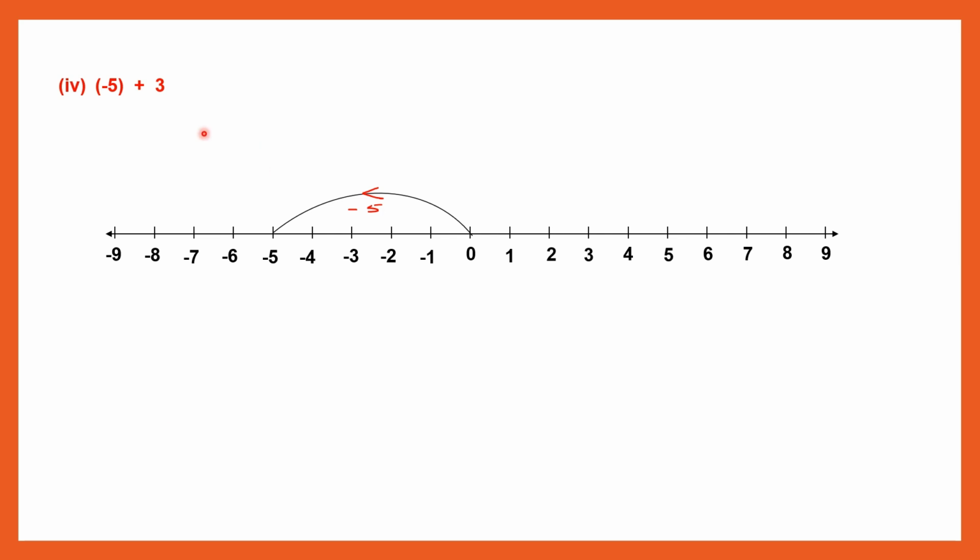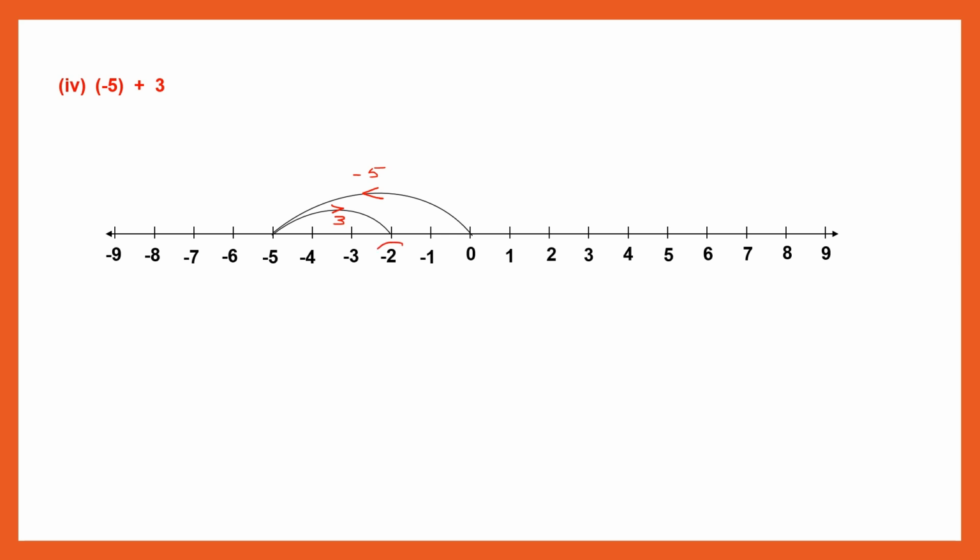Then we have plus 3. So this is positive. That means we need to move 3 steps to the right. So from here, 3 steps to the right will be 1, 2, 3 up to minus 2. So we have our curve drawn this way up to minus 2. That means we have moved to the right, and we have moved 3 steps to the right.